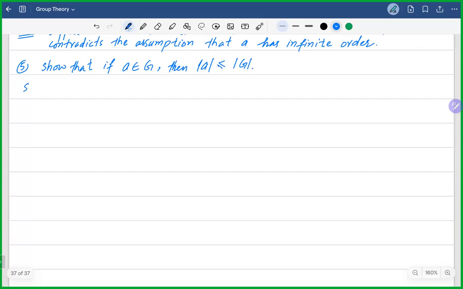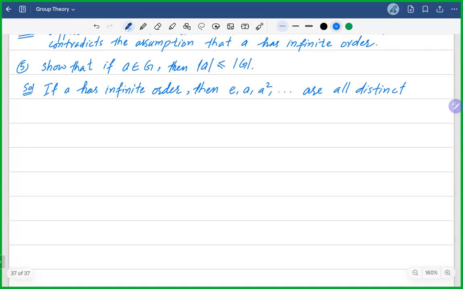we say, if a has infinite order, then we have e, a square, and so on, are all distinct and belong to G. So G is infinite.